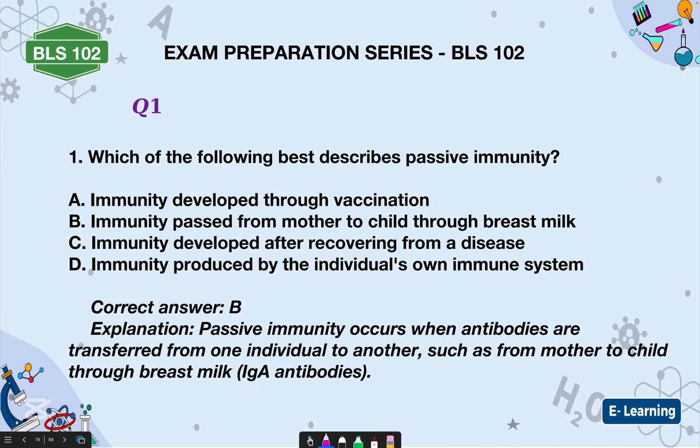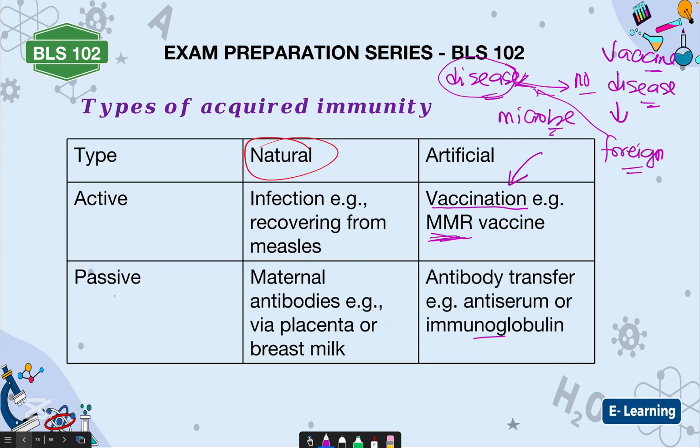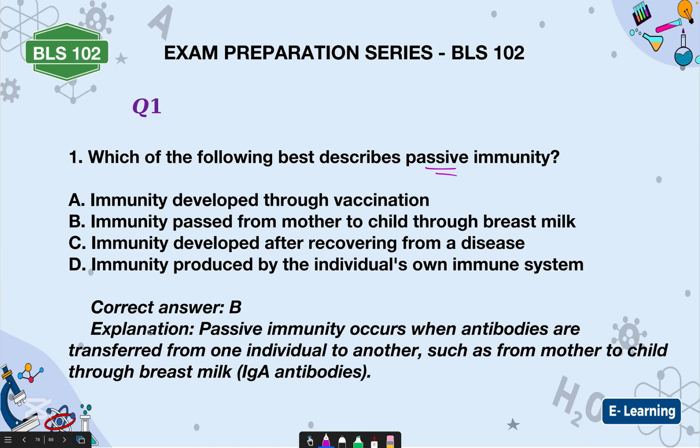Now, the question is, which of the following best describes passive immunity? Immunity developed through vaccination. We say vaccination is what? Artificial active. So that is not the answer. Immunity passed from mother to child through breast milk. That one is passive immunity. You don't know how it happens. Are you getting it? It just happens, as they take breast milk, which is a normal thing. So through the process of breast milk, you don't need any extra effort. That is why it is passive. Through breastfeeding, the child is gaining that immunity. Then immunity developed after recovering from a disease. This one is active, and this B here is passive.